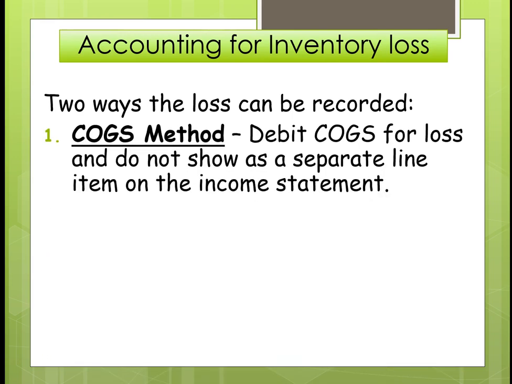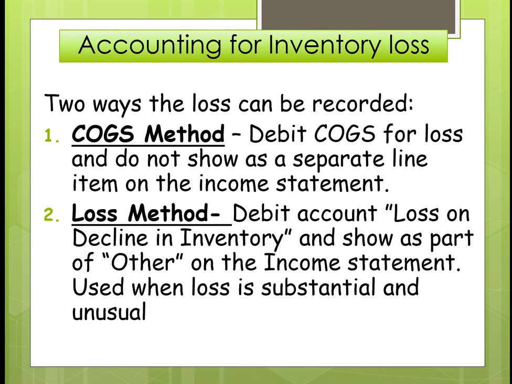The first is the cost of goods sold method. We're going to debit cost of goods sold for the loss and do not show it as a separate line item on the income statement. Or, only if the loss is substantial and unusual, we would treat it as an expense called loss on decline in inventory, and we would show it as part of other.